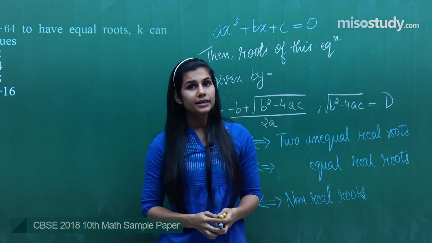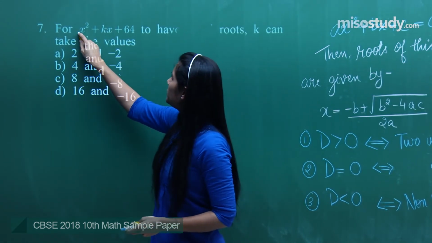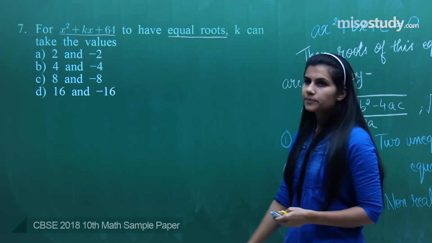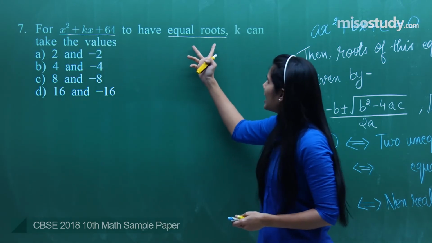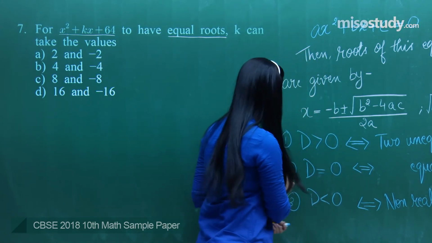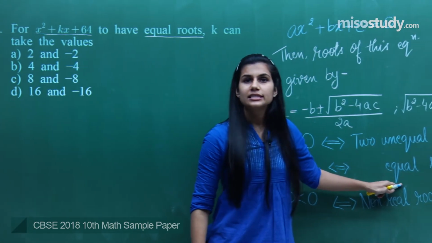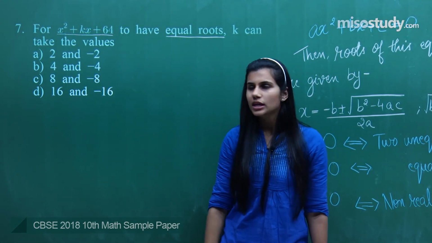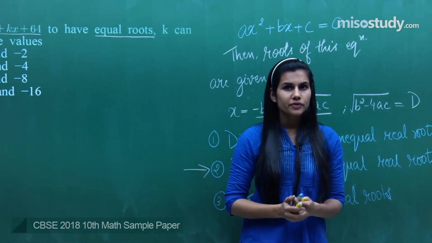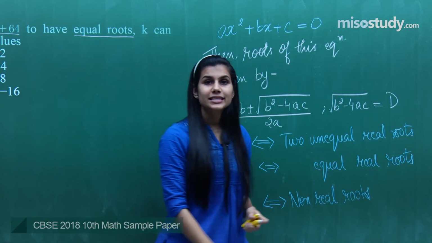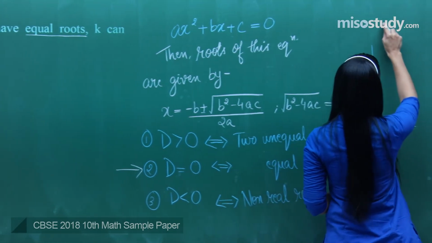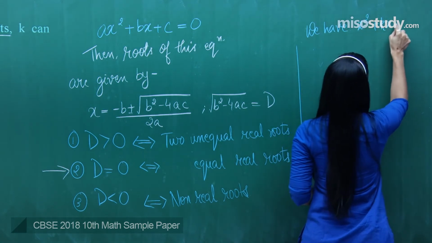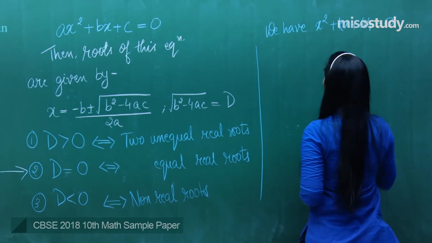Right, now the question is demanding what? It is saying, give me the value of k for which this quadratic equation has equal roots. This quadratic equation can have equal roots only and only when the discriminant is 0. If the discriminant is not 0, this equation cannot have equal roots. So for it to have equal roots, the discriminant of this equation should be 0, where the equation is x squared plus kx plus 64 equals 0.